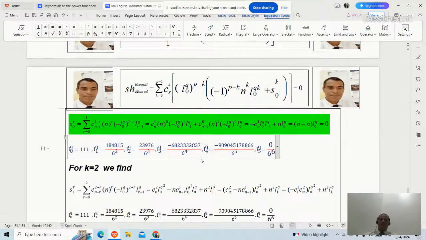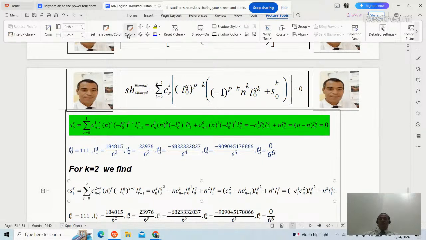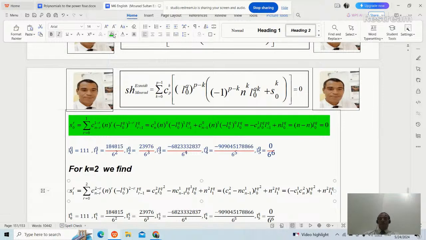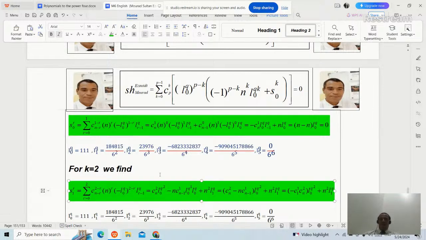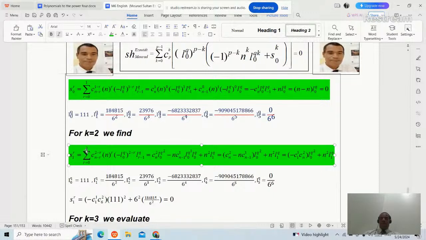Okay, so here now we can set k equal 2. We'll try to find the new formula that will give you the value of S1. So this is the sum for r from 0 to 2 of C(n−r, 2−r) times n raised to the power r, times, between parentheses, minus L0 of all the Q, raised to the power 2 minus r, times L(r−1) of all the Q.